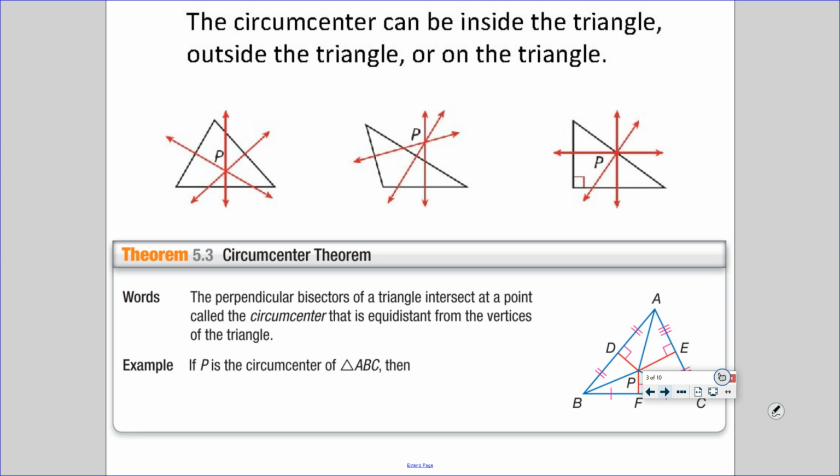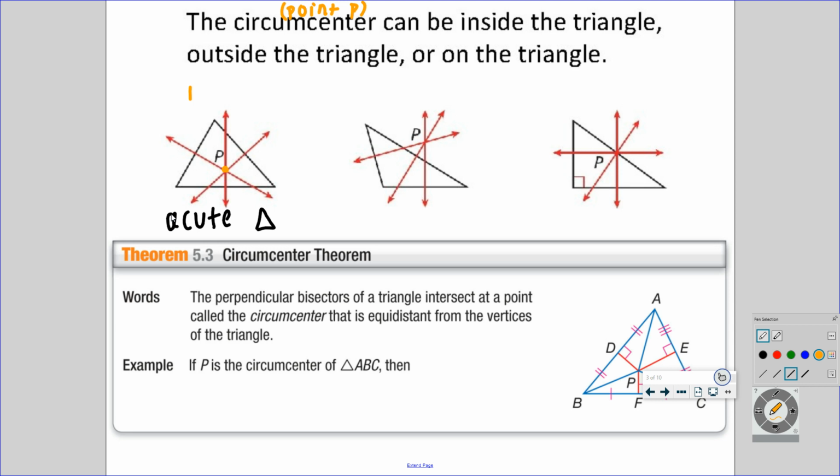If we have an acute triangle, that was one we were just looking at. I'm classifying this by its angles. If I have an acute triangle, the circumcenter, which they're calling point P, will be located in the interior or inside the triangle. Like that, inside of it somewhere. If it's an acute triangle.